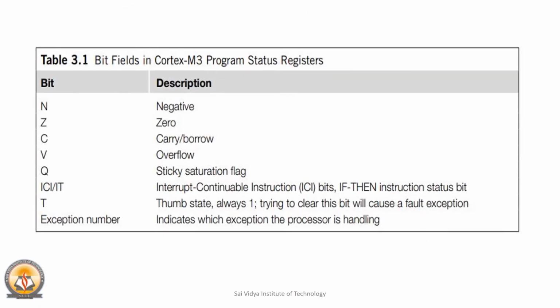This table represents the bit fields in the Cortex-M3 program status registers. The main important bits are the negative flag, the zero flag, the carry and borrow flag, the overflow flag, the sticky saturation flag, the interrupt continuable instruction bits or the if-then instruction status bits, the thumb state and the exception numbers. Note that the thumb state is always set to 1 so as to exclude the fault exceptions from happening. Since the Cortex-M3 processor does not support ARM state, the thumb state is always set to 1.